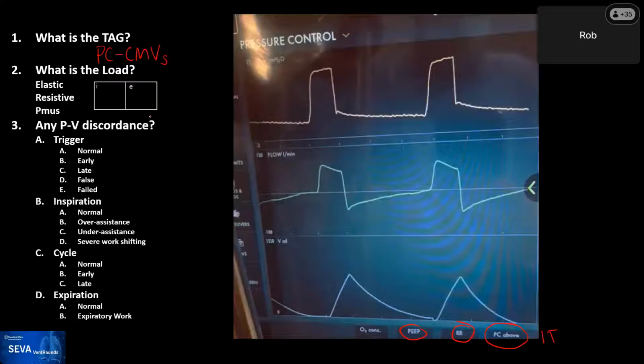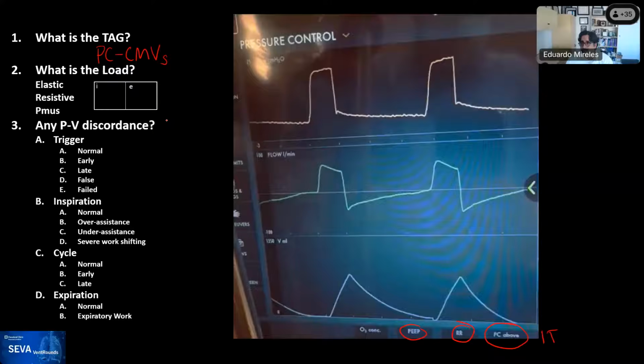Now, the next question for the teams is what is the load? Watching these two breaths that we have here, what is the load that you see? Pay attention.